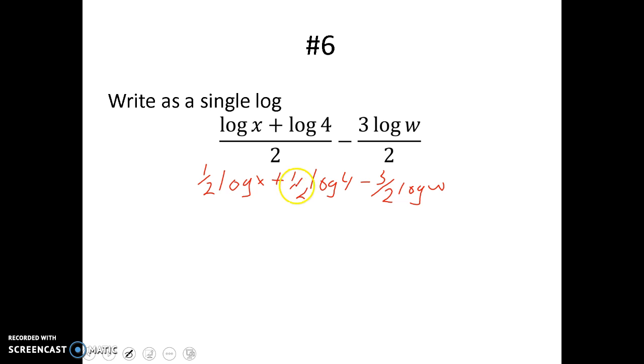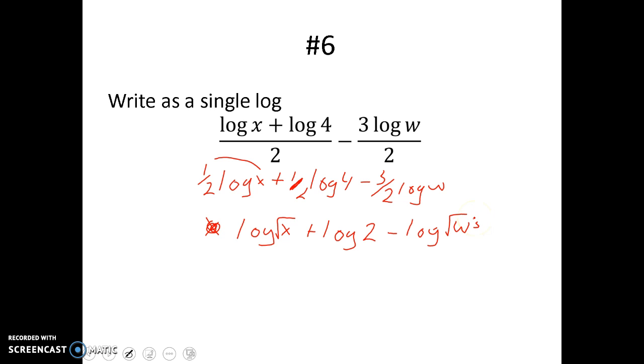Well, then I'm going to go through and change all of these coefficients, and I'm going to write them as exponents. So this is the same thing as the log of x to the 1/2. Well, I'm going to write that as the square root of x. And then plus the log of 4 to the 1/2. Well, that's the square root of 4, which is 2. And then minus the log of w to the 3/2. Well, that's the square root of w to the 3rd.